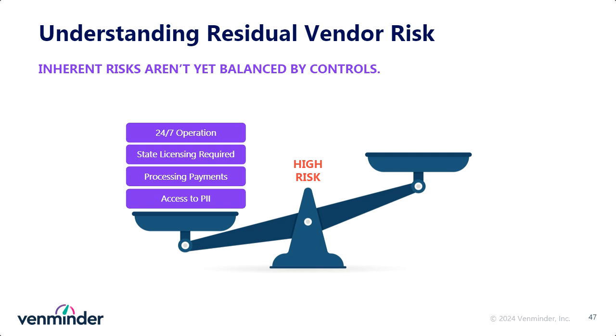Here's another helpful visual that helps explain the concept of inherent risks being balanced by controls. A vendor that contains risks such as having access to PII, processing payments, requiring state licensing, and operating 24/7 would typically be rated as high risk. With no controls in place, that risk is unbalanced and just inherently high for the vendor engagement.